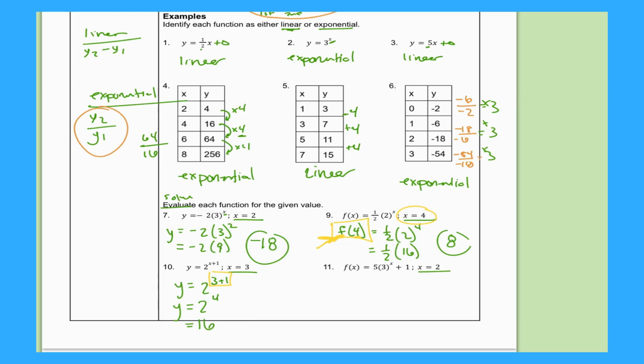In number 11, we're substituting x as 2. So I'm going to solve this function when the x is 2. So again, this part is information only, so it doesn't actually affect our solving. 5 times 3 to the second plus 1. Exponents first. 3 squared is 9. And then next in order of operations, we have to multiply before we can add. So 5 times 9 is 45. And then we can add last, and we get 46.